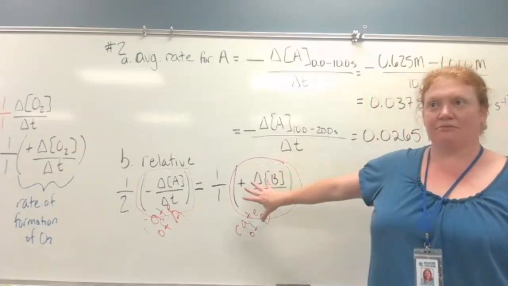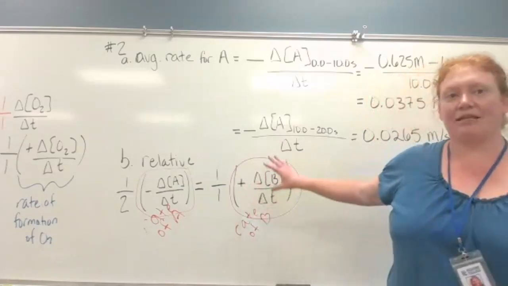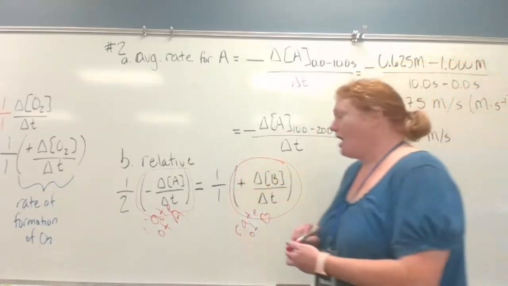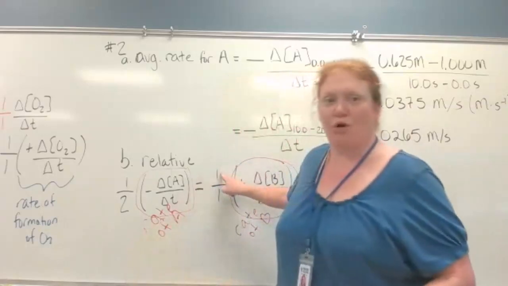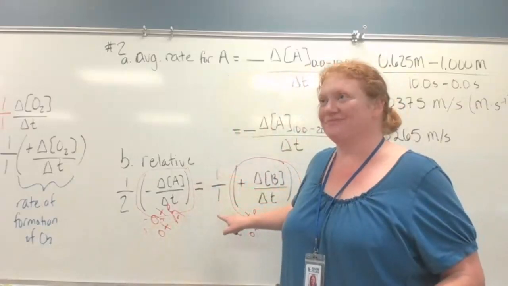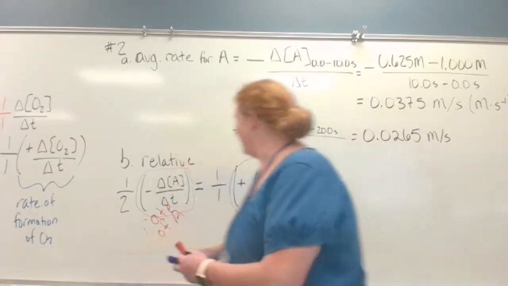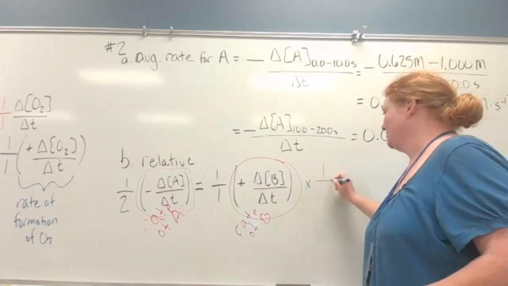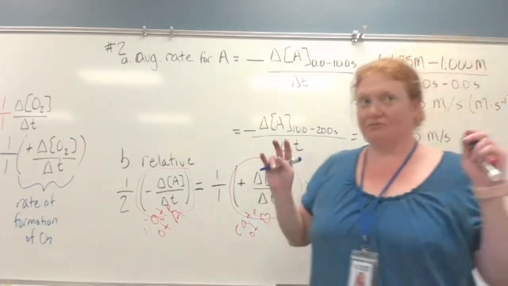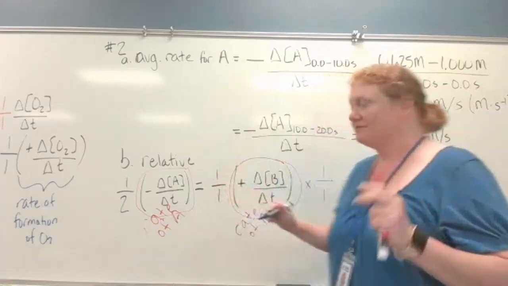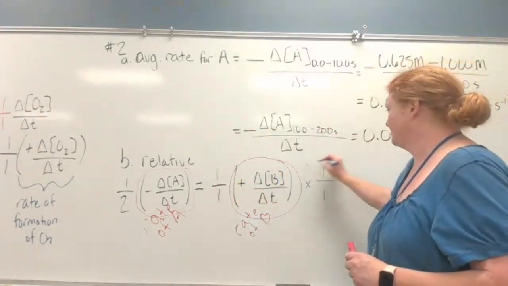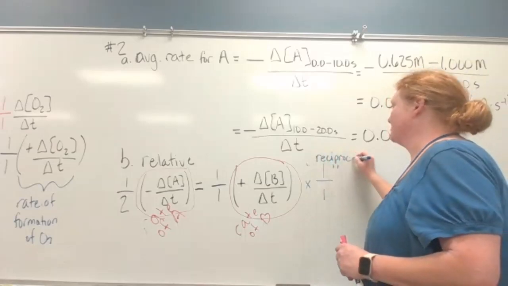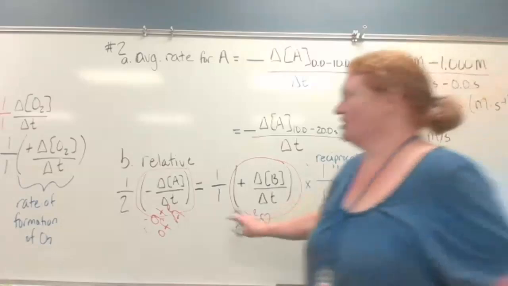If I want the rate of B, how do I mathematically solve for this? I'm going to show this step because if this wasn't 1/1, it would matter. How do I get rid of this 1/1 fraction on this side? Multiply by the reciprocal, right? That's the reciprocal. Yes, that's what I'm doing.